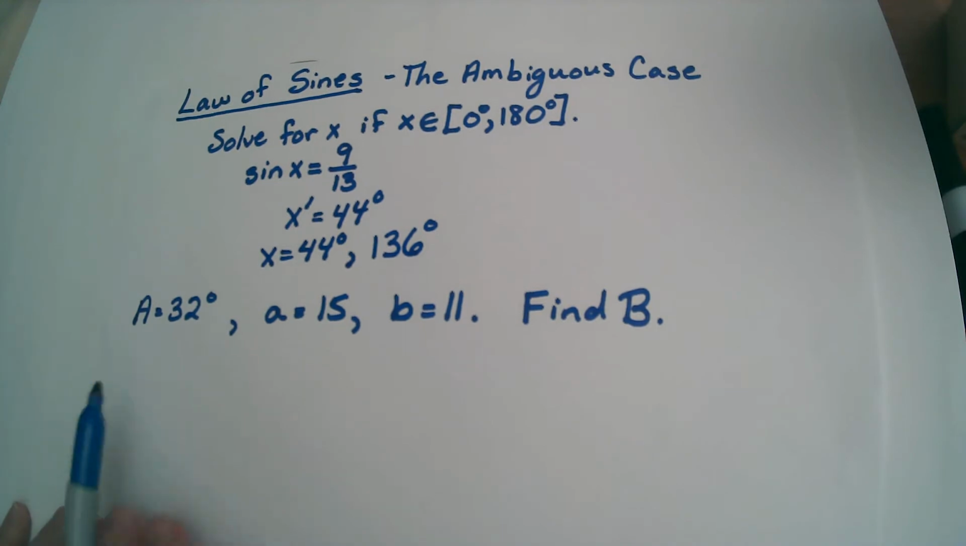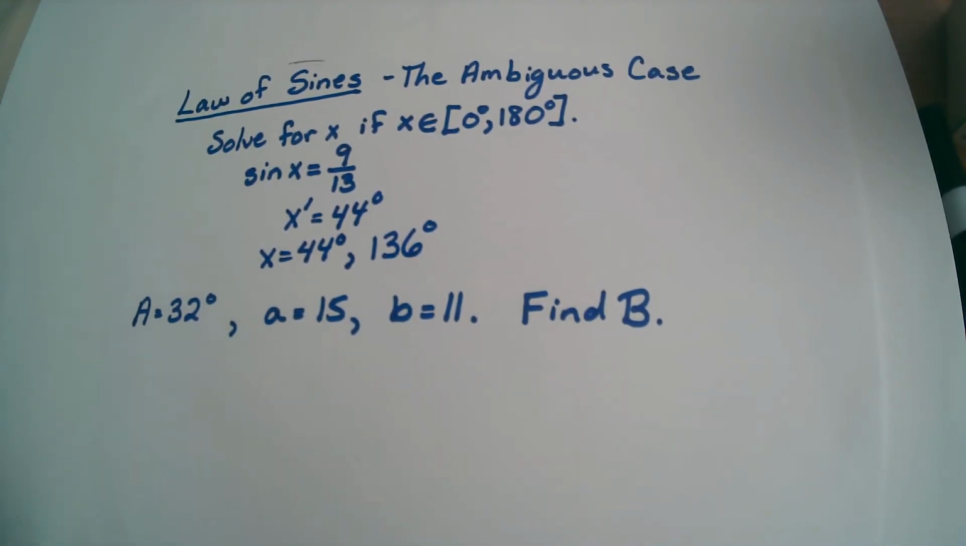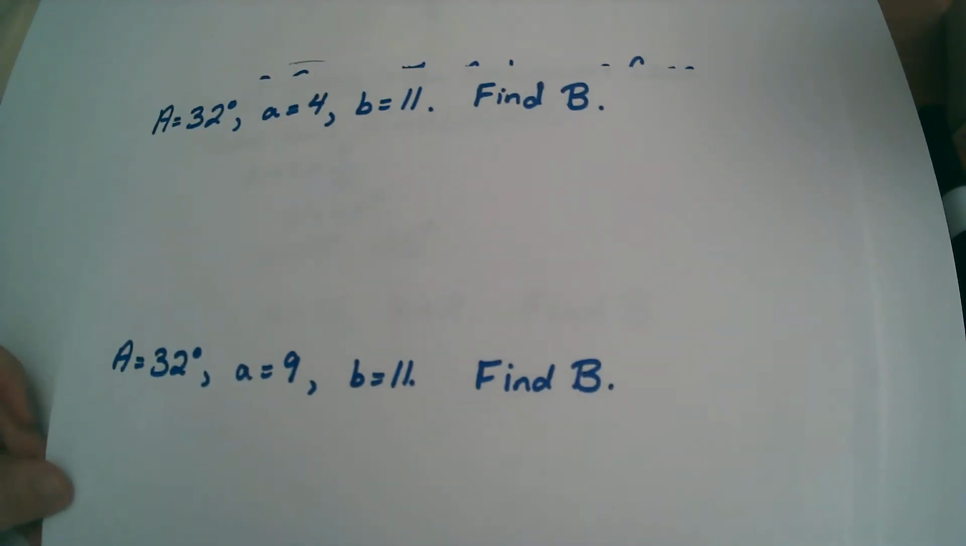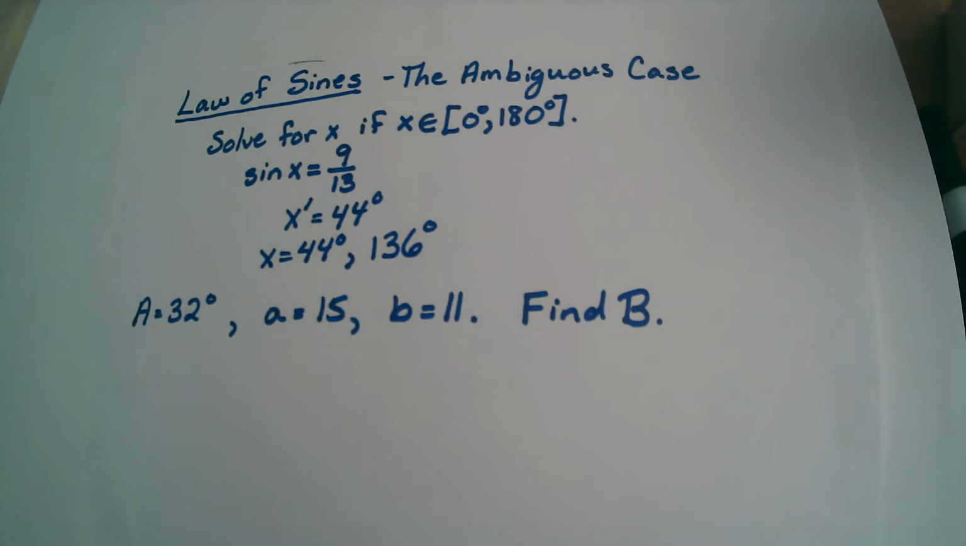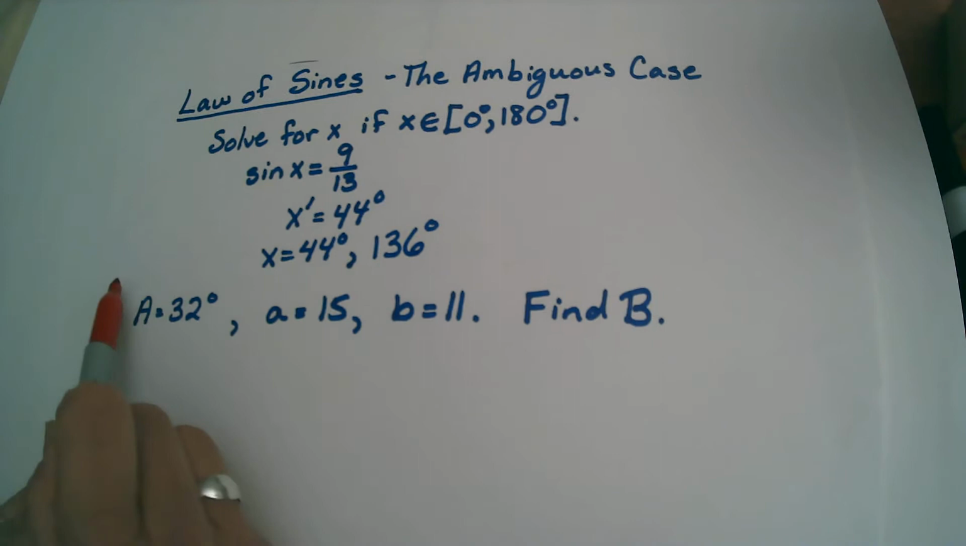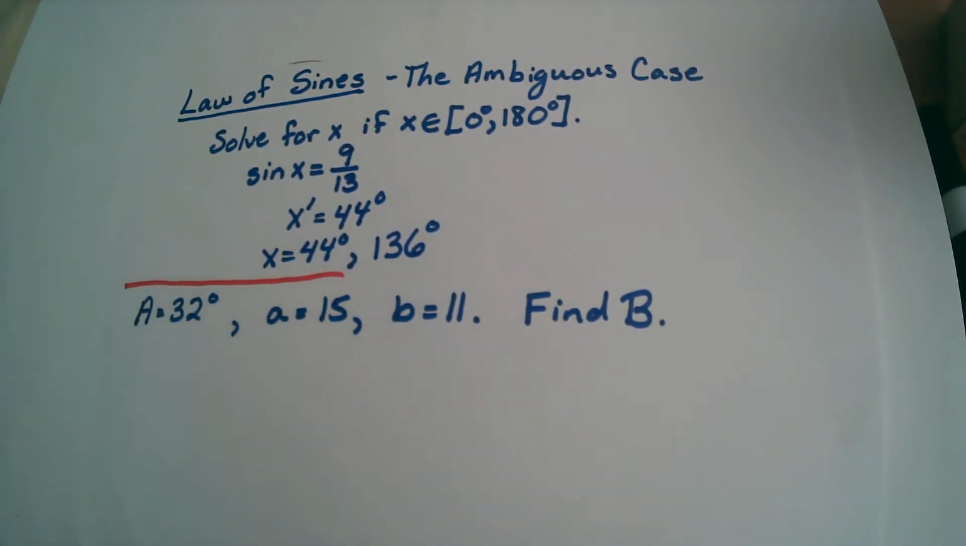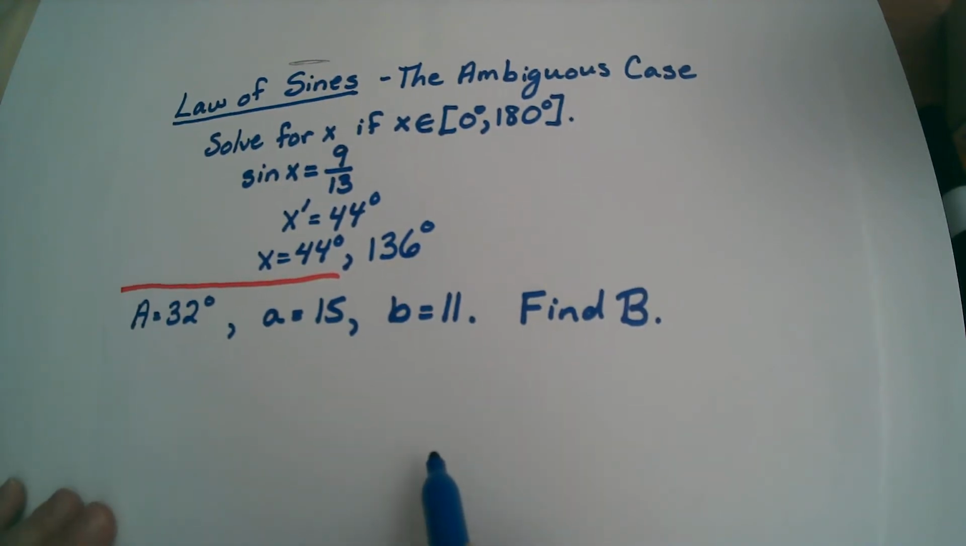Now let's move to solving triangles. We're going to do 3 examples, not all of which are the ambiguous case, but these are the 3 that we're going to do so that you can understand when you have the ambiguous case and when you don't. So here's our first example. Suppose we're given a triangle where one angle is 32 degrees, one side is 15, and the second side is 11. Let me draw that picture.